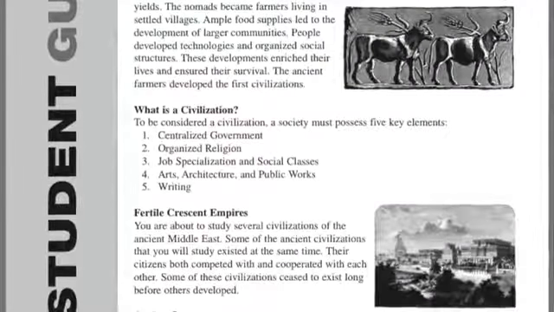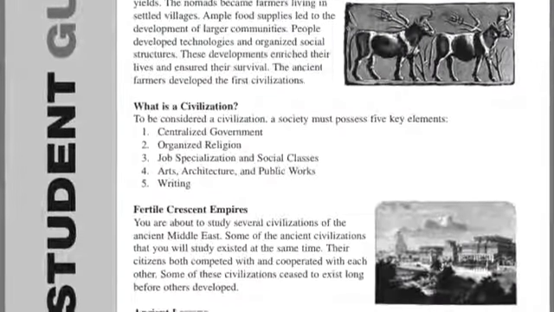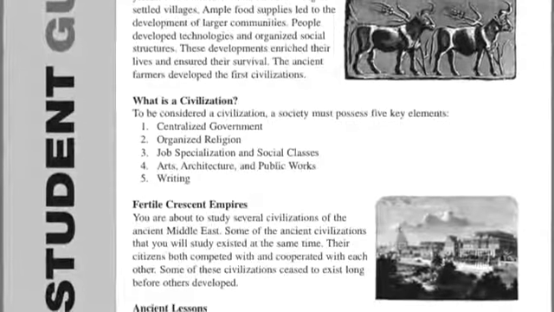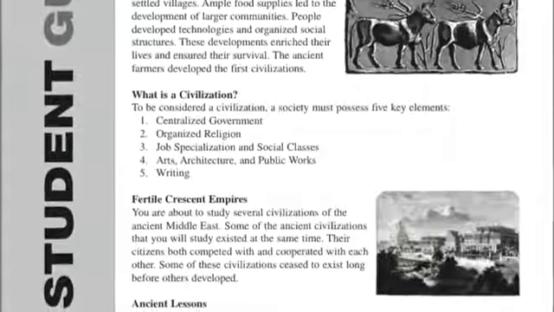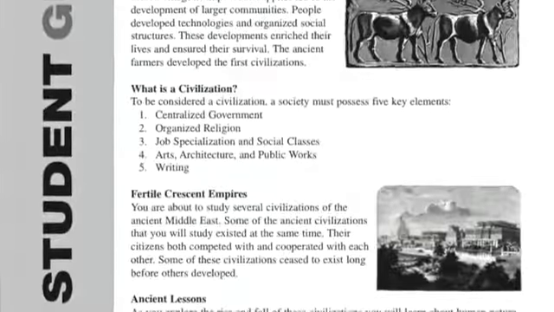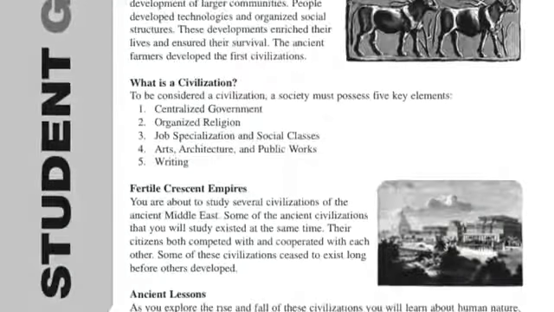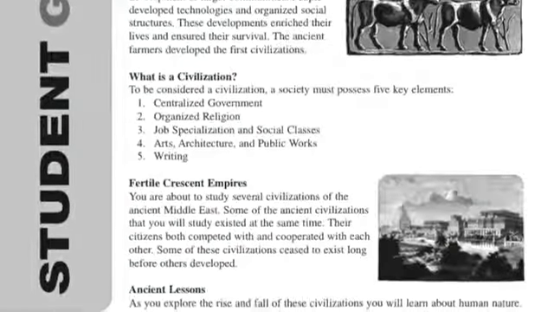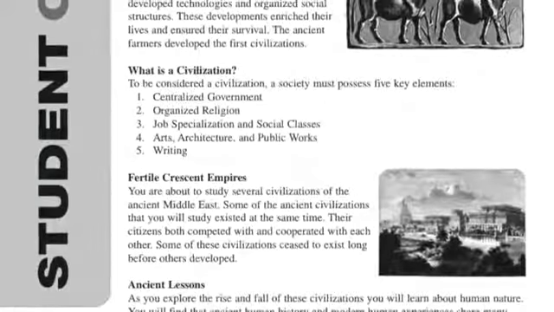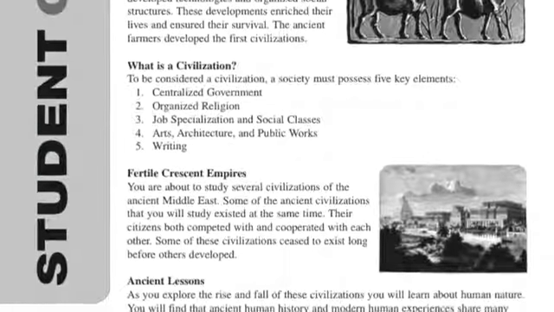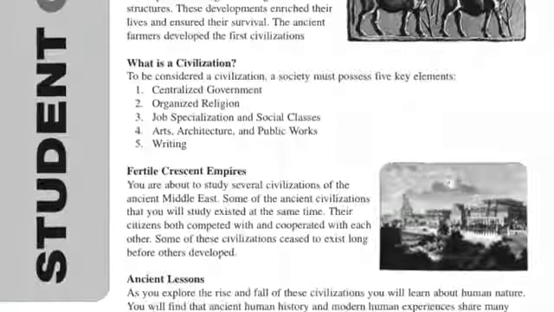What is a civilization? To be considered a civilization, a society must possess 5 key elements. 1. Centralized government. 2. Organized religion. 3. Job specialization and social classes. 4. Arts, architecture and public works. And 5. Writing.